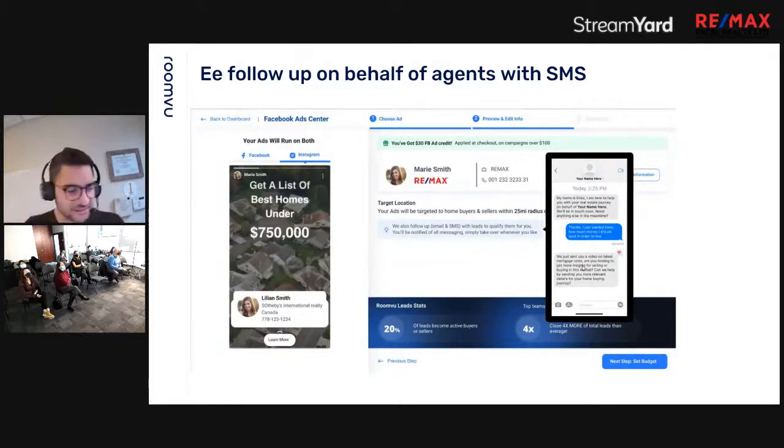We know the average conversion for an online lead is about 1%. That's the industry average. So basically, if you have let's say 100 leads come in, you can convert one of them to a closed sale. But what we do because of all these follow-ups is that 1 in 5 of these leads will become active clients. They will come to showings with you. They will do all sorts of things, and our conversion is 4 times the industry average. So about 1 in 20 of these will actually become a closed sale. So that's another interesting stat I wanted to share with you.